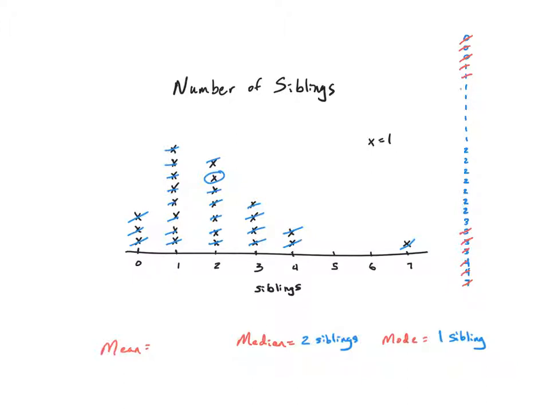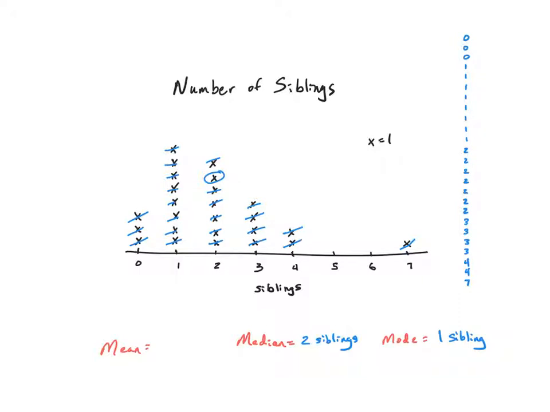So I'm going to keep doing this, marking out big and small, pairing them up. And I can see that this 2 right here is the median, the middle piece of data, because half of the data is larger and half of the data is smaller.